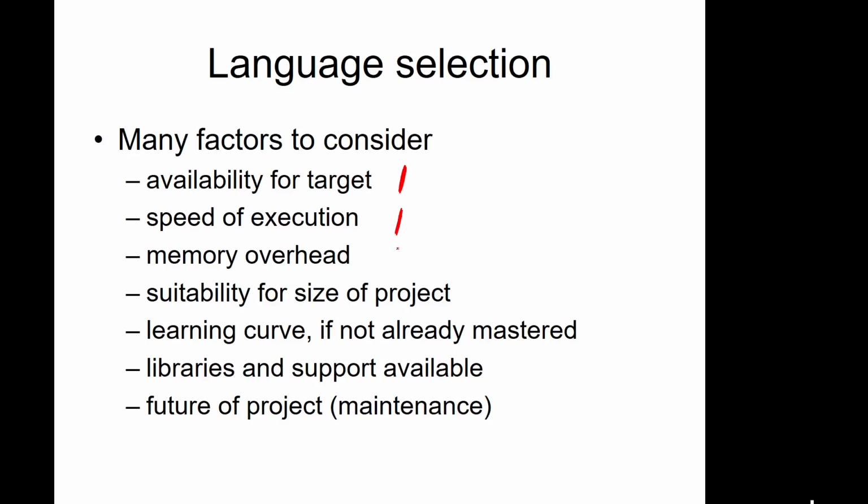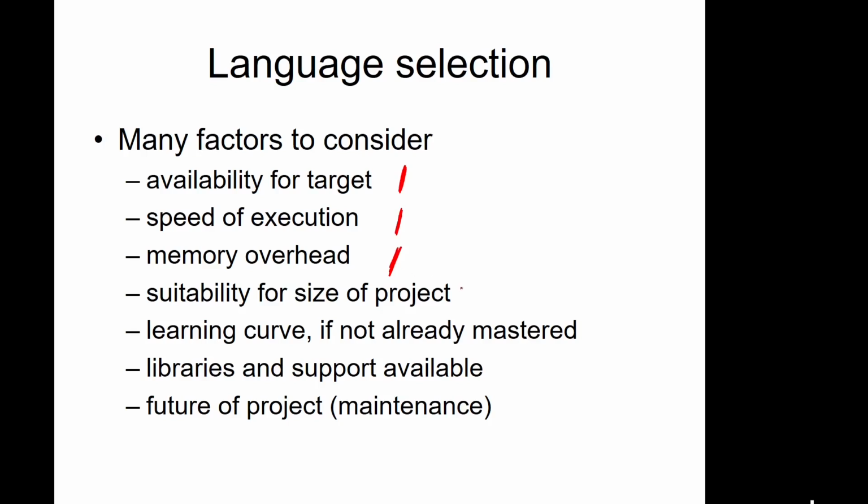Memory overhead. If memory is very tight, then your program has to be very well written to make use of the memory available. So this could be in C or, for example, assembly language. It depends how much memory you've got to play with. So that's something you need to consider.